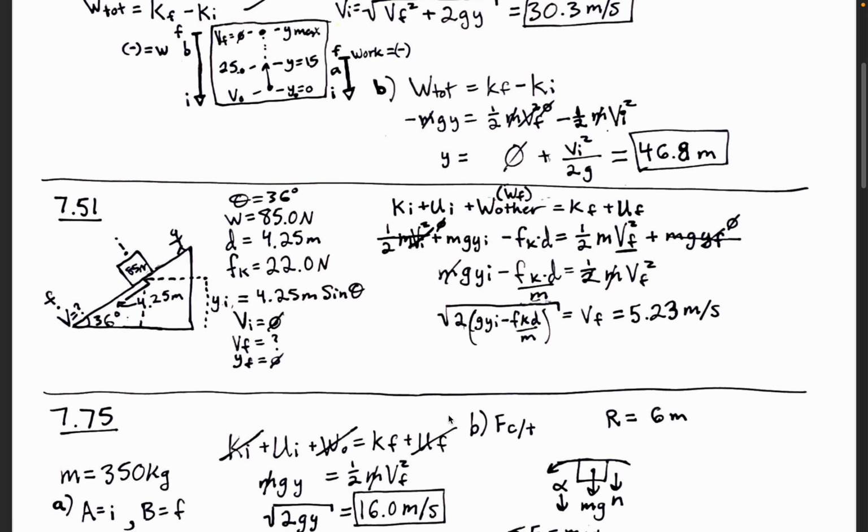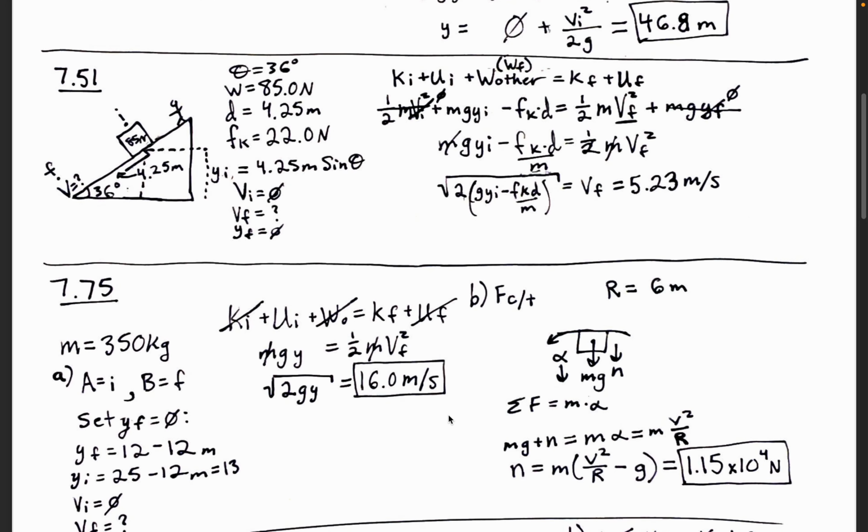That's that question. We'll move on to the next one. Question 51, which says, while a roofer is working on a roof that slants at 36 degrees above the horizontal, he accidentally nudges his 85.0 Newton toolbox, causing it to start sliding down, starting from rest. If it starts 4.25 meters from the lower edge of the roof, how fast will the toolbox be moving just as it reaches the edge of the roof if the kinetic friction force on it is 22.0 newtons?